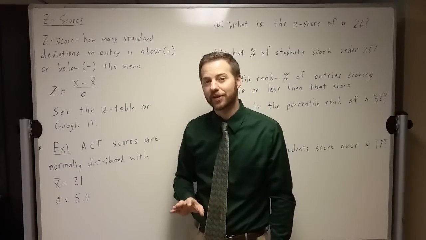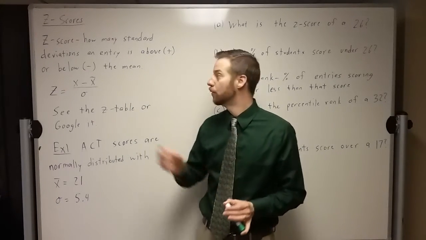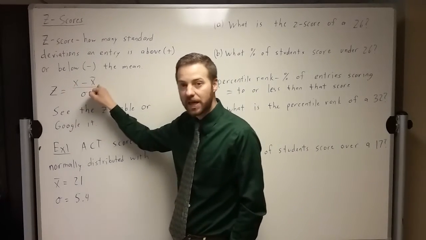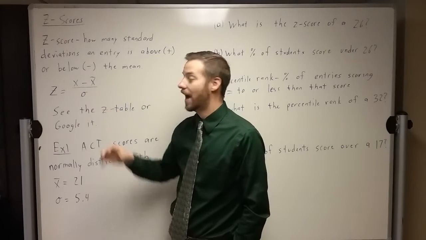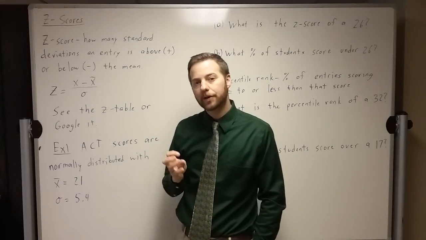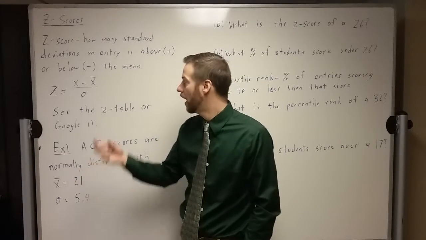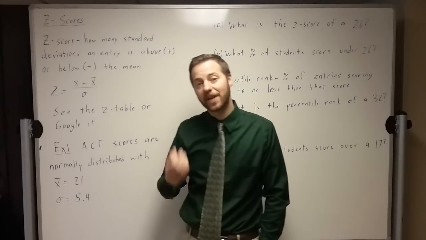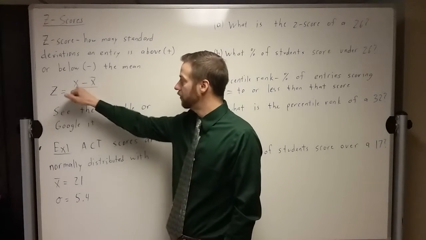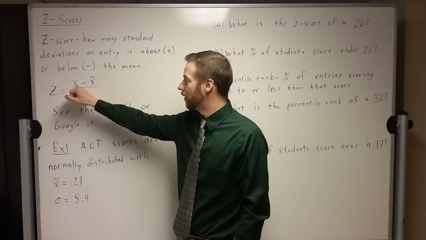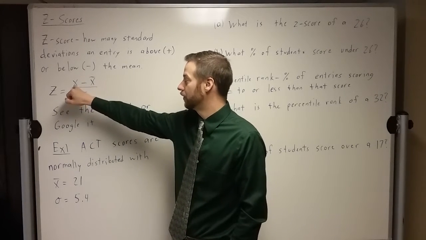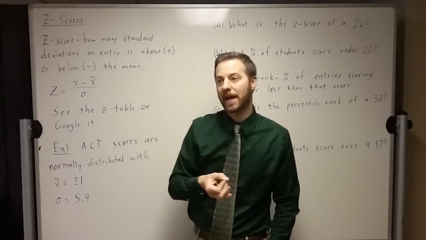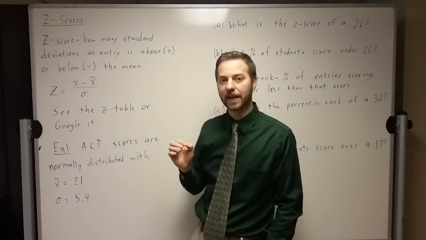Now, there is a formula for this, but it makes perfect sense if you think about the definition. We take an entry and subtract the mean, so that tells us how many units we are away from the mean. But we want to know how many standard deviations we are away, so we divide that by the standard deviation. We have to make sure the subtraction is in the correct order: entry minus the mean, so anything above the mean will come out positive and anything below the mean will come out negative, which is what we were saying with the positive and negative.